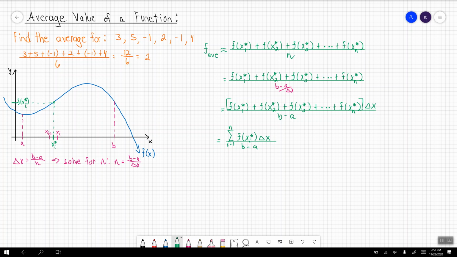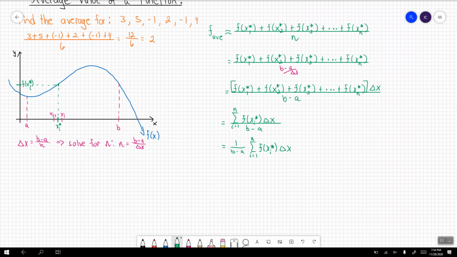Now the summation is only focusing on the function outputs, which means this summation has no effect on that b minus a. So naturally what we have is 1 over b minus a multiplied by the summation from i beginning at 1 stopping at n for all of these sample points of x sub i multiplied by delta x. But that summation looks oddly familiar.